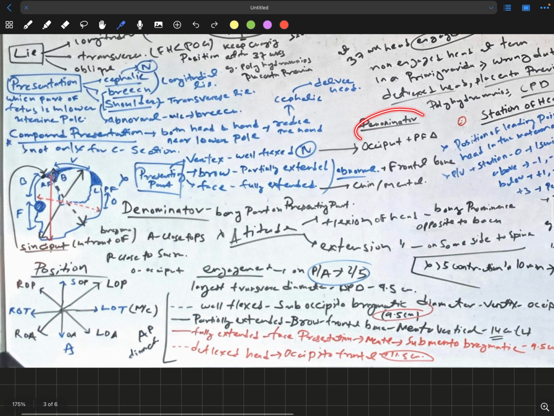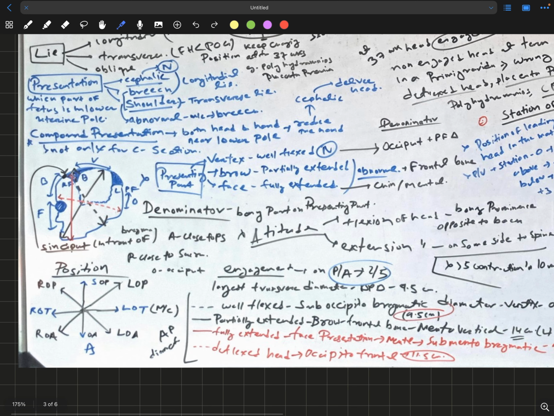So another thing is the denominator. The denominator is the bony point on the presenting part. So what is the bony point we feel when we are doing the examination? For vertex presentation, the bony part, or the denominator, is the occiput. The vertex presentation is the normal presentation, so the normal denominator is the occiput.